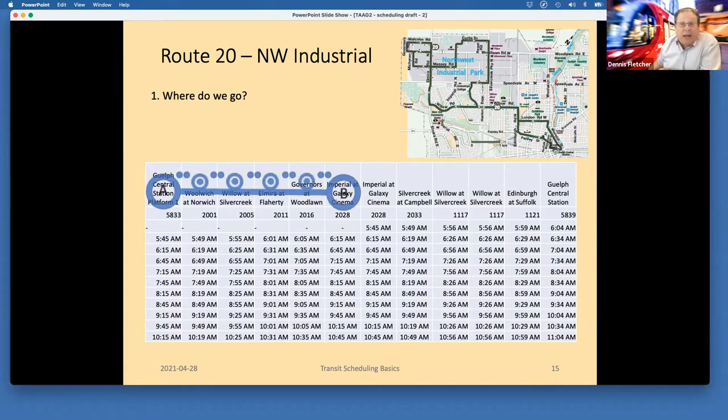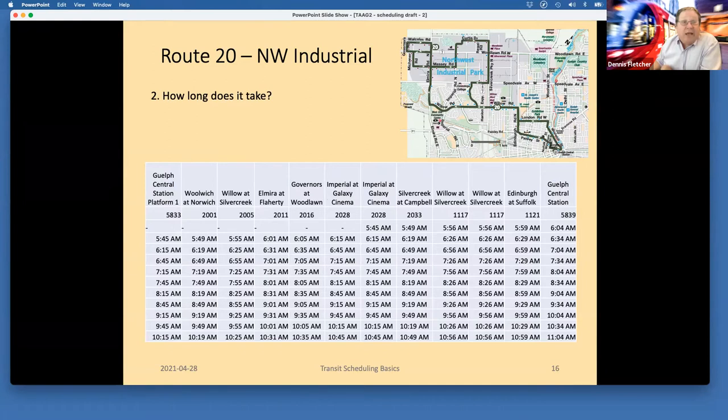To the Imperial Galaxy Cinema, and then returns back to downtown. Most of the route is a large loop. At the end in the northwest corner is a large loop, and it also loops coming into and out of downtown using different routes to get there.